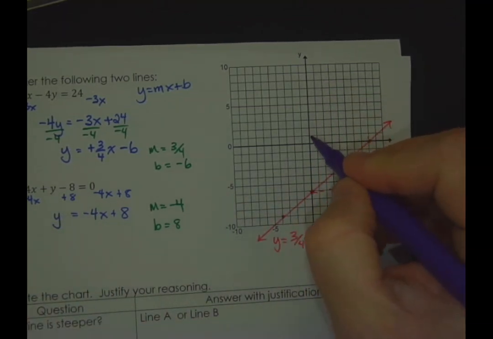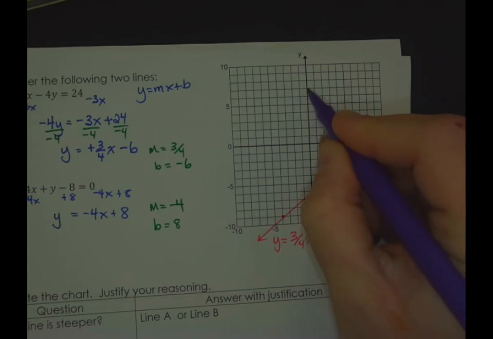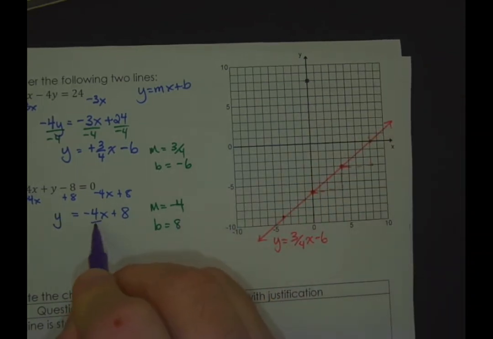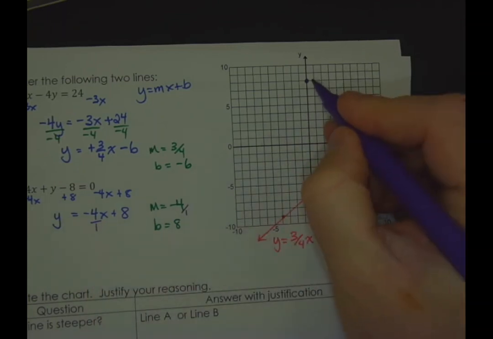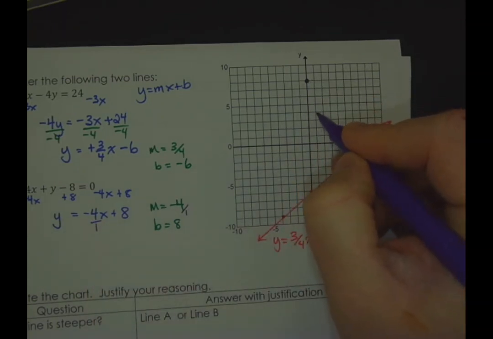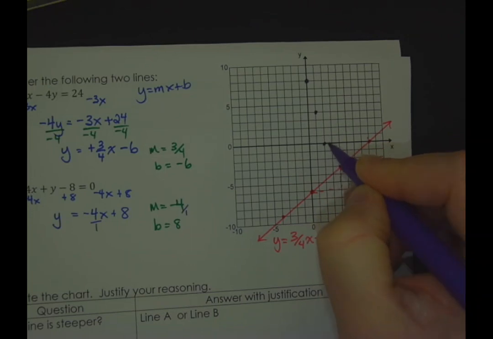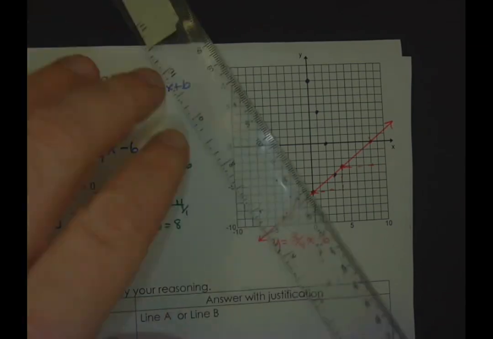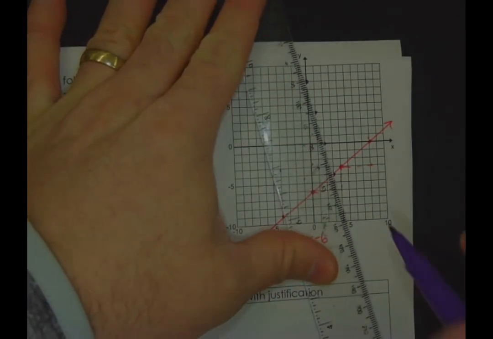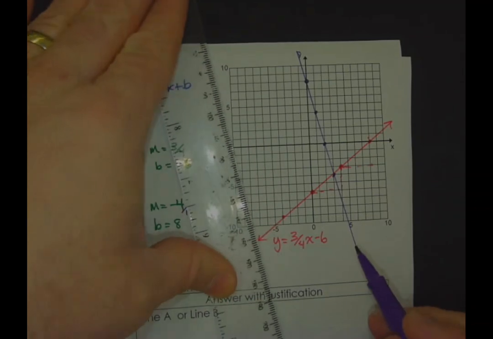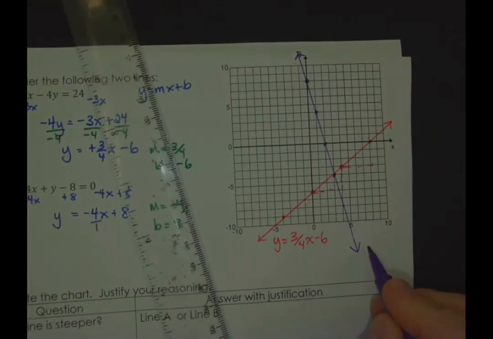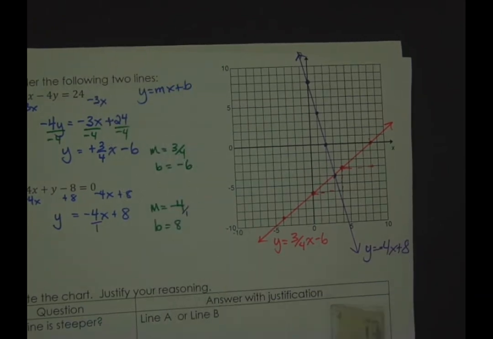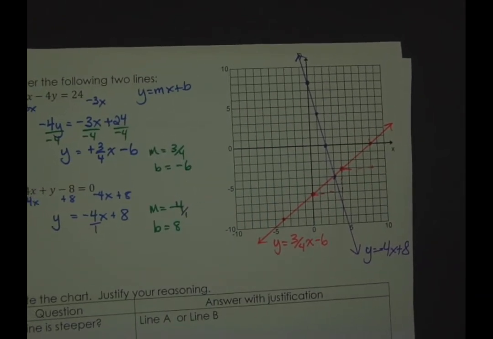I start off at 8. 1, 2, 3, 4, 5, 6, 7, 8. And I know my slope is negative 4 over 1. So I'm going to go down 4, run of 1, down 4, run of 1, down 4, run of 1, and so on. And it's good to label these graphs so that when we answer our questions, we don't always have to keep going back and forth to figure out which graph is which. Helps us to visually see it.